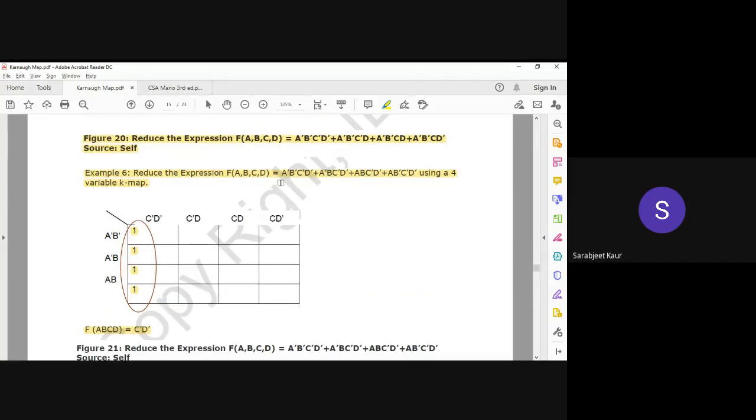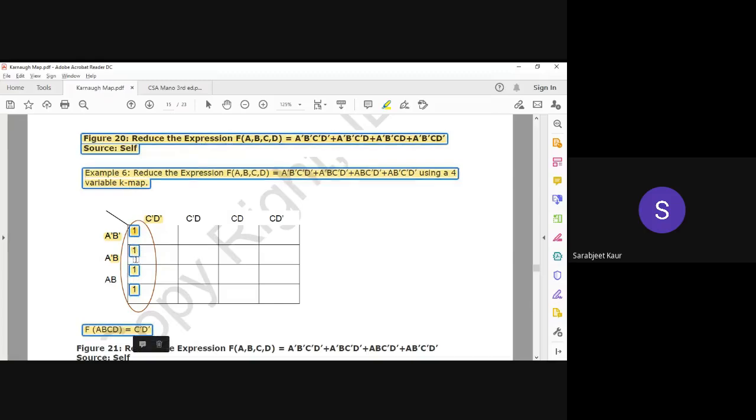So what we are getting is A' B' C' D'. So A' B' C' D' is the first square. Then A' B, and C' D'. So this, are you getting the same column? Yes, ma'am.